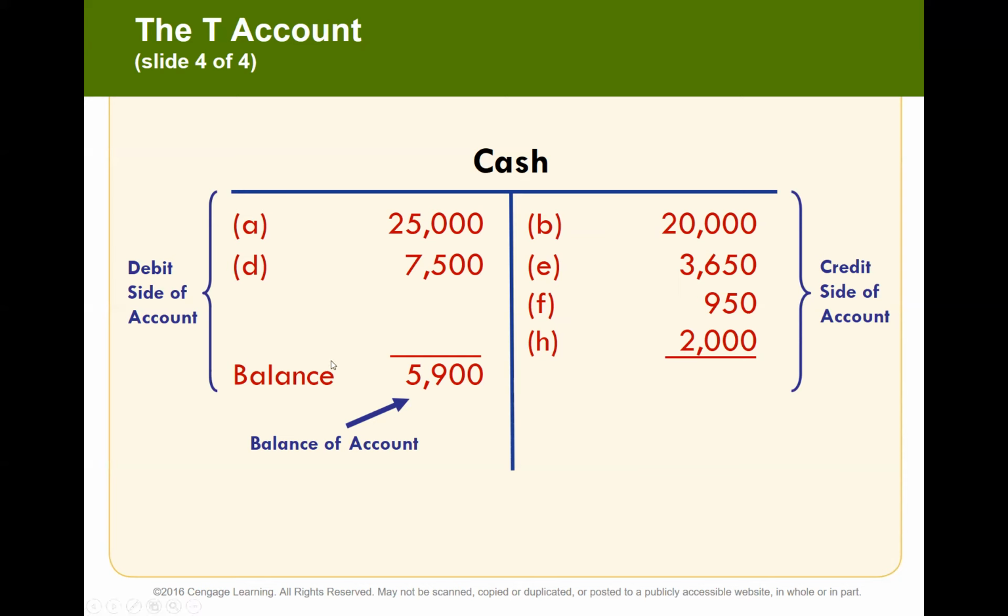You're always going to have your debits on your left and your credits on your right. Now, determining if a debit or credit increases or decreases the account is based on what type of account it is.